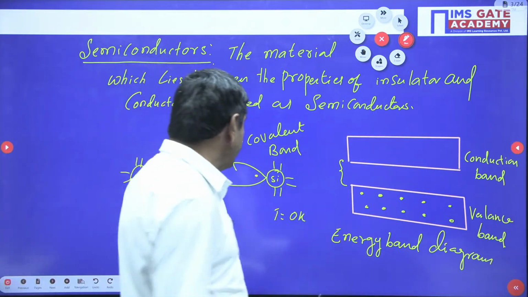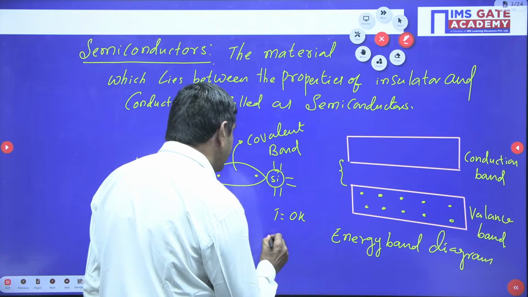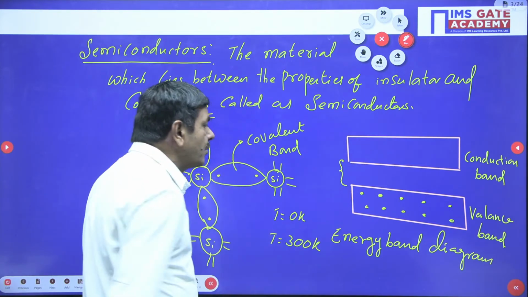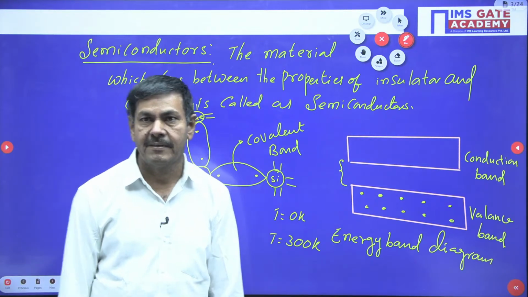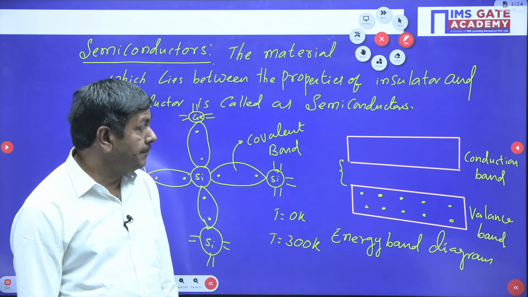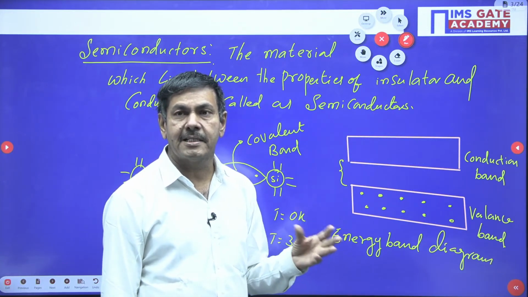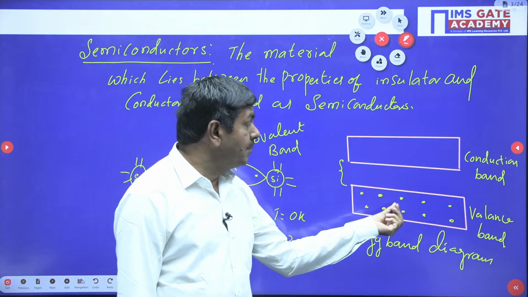In case I maintain the temperature at 300 Kelvin, what is going to happen in the material? At this particular temperature, the temperature is just enough to break the covalent bond.